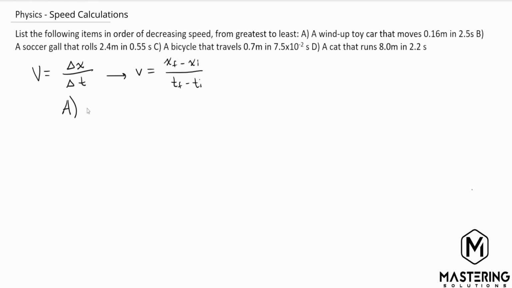So let's start off with A. And what we have is the toy car. So we have the position that it moves in 0.16 meters. And we need to be sure to keep everything in meters because that's the standard unit. And then the time that it does that in is 2.5 seconds. So the velocity for this is 0.16 over 2.5, and then we'll do meters over seconds. So we know that that's the correct formula because it's meters over seconds, which gives us the correct units for velocity.